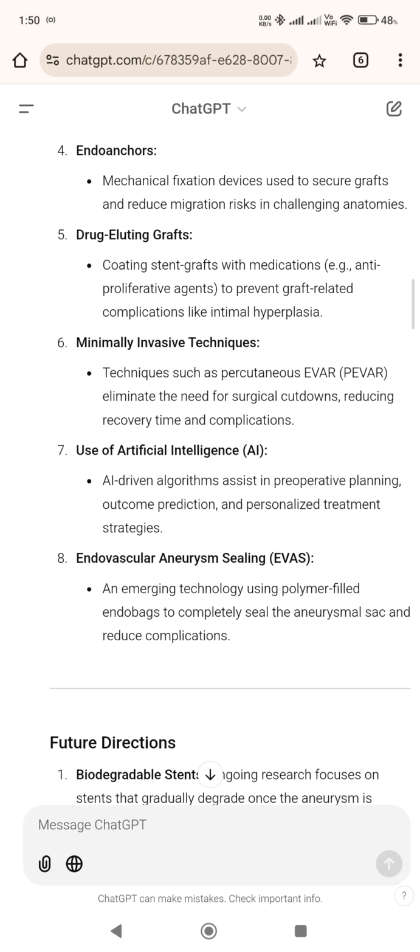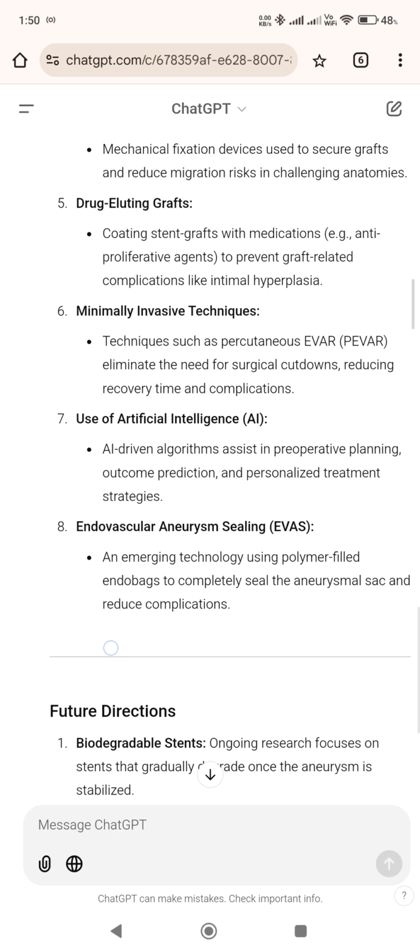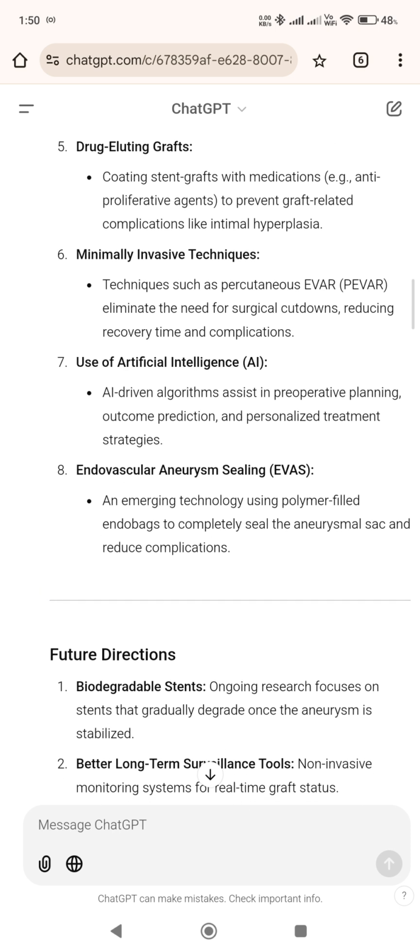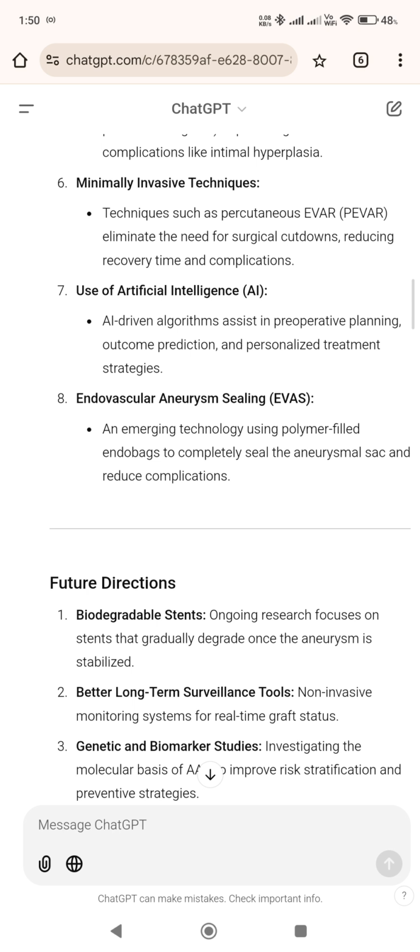5. Drug-eluting grafts. Coating stent grafts with medications, e.g. anti-proliferative agents, to prevent graft-related complications like intimal hyperplasia. 6. Minimally invasive techniques. Techniques such as percutaneous EVAR eliminate the need for surgical cutdowns, reducing recovery time and complications. 7. Use of artificial intelligence, AI. AI-driven algorithms assist in preoperative planning, outcome prediction, and personalized treatment strategies. 8. Endovascular aneurysm sealing, EVAS, an emerging technology using polymer-filled endobags to completely seal the aneurysmal sac and reduce complications.